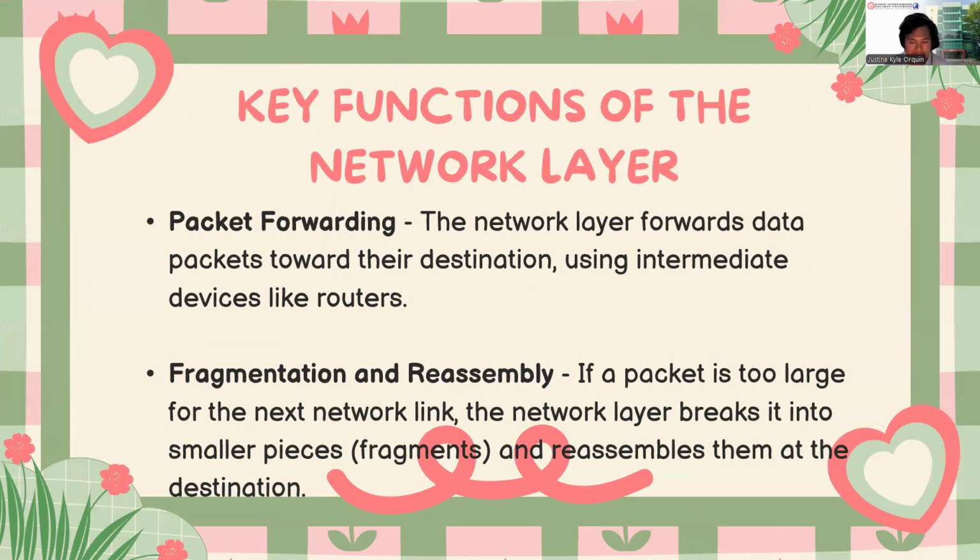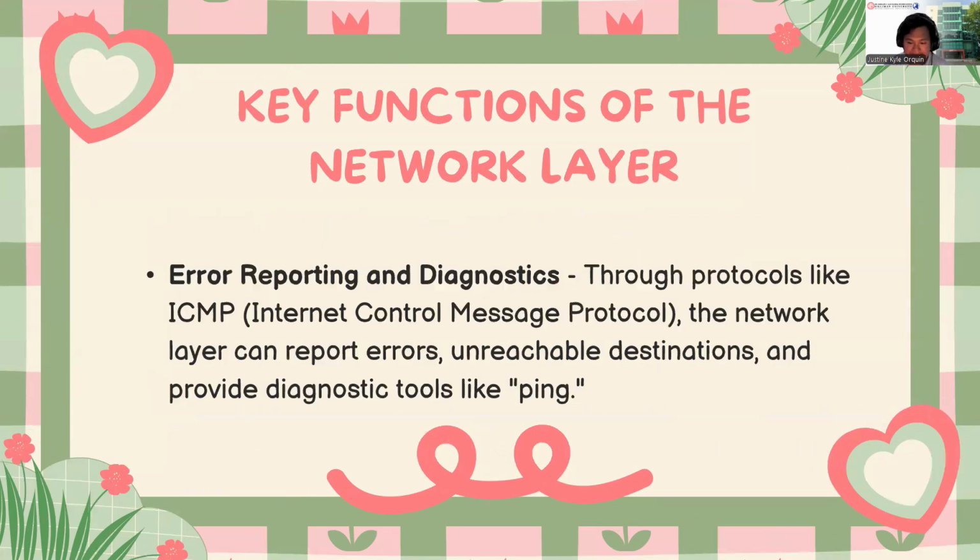When data packets are too large for a network link, the network layer handles fragmentation, breaking data into smaller pieces. At the destination, it performs reassembly. And lastly, error reporting and diagnostics are handled via ICMP, or Internet Control Message Protocol, which powers tools like ping to check network health and connectivity.